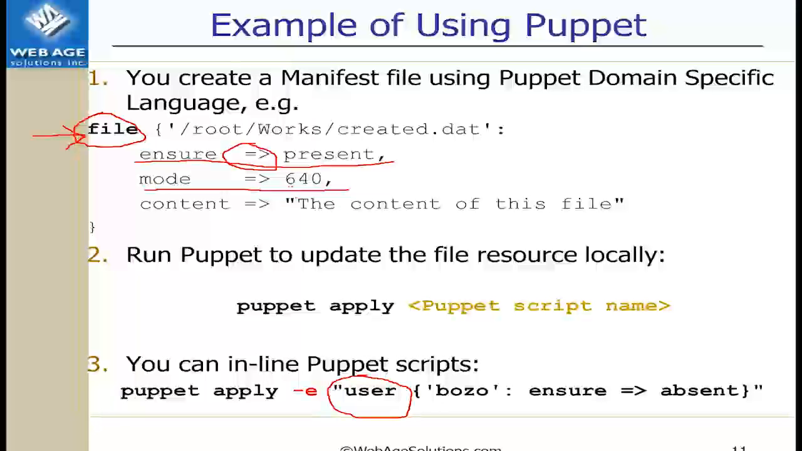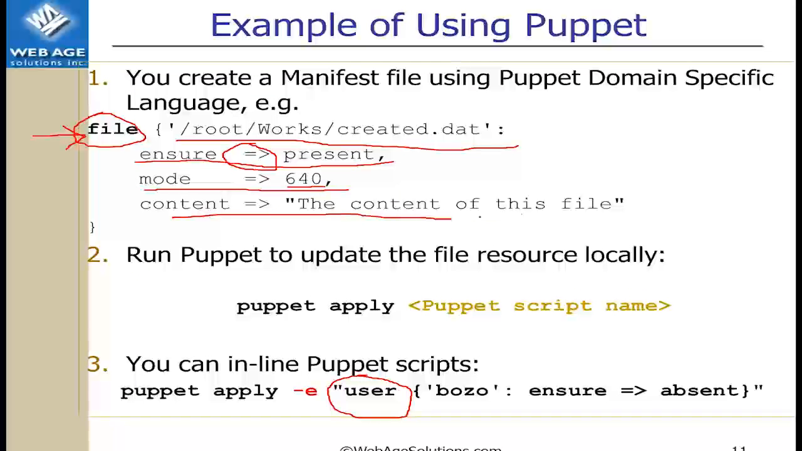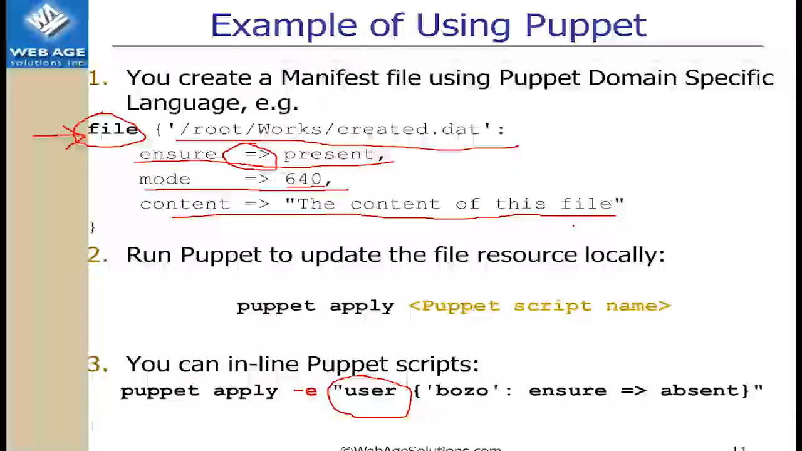In this case, 640 means that, by the way, Puppet runs on the root account, which might be a bit of a security concern. But in this case, it would create that file specified by this location with read-write permissions for the root and read-only permissions for the root group and nothing for everybody else. You can also specify the content of the file. You can span multiple lines.